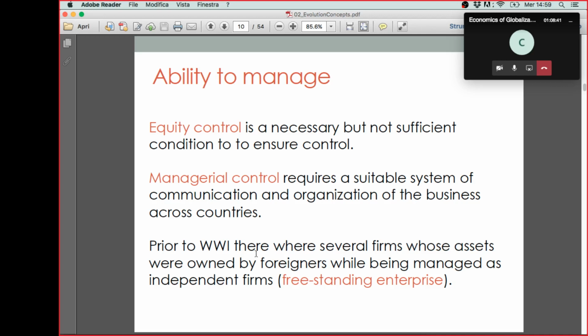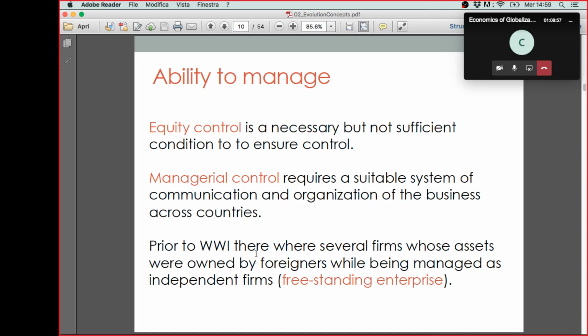The second condition that I was discussing before is the idea of ability to manage. In order to have control, you don't need only to have ownership, so to own capital, but you also need to be able to manage the company. Equity control, the ownership of capital, is a necessary condition, but not sufficient to have control. To have managerial control, you also require a suitable system of communication and organization of business across countries that allows you to directly tell the other company what to do in different situations.